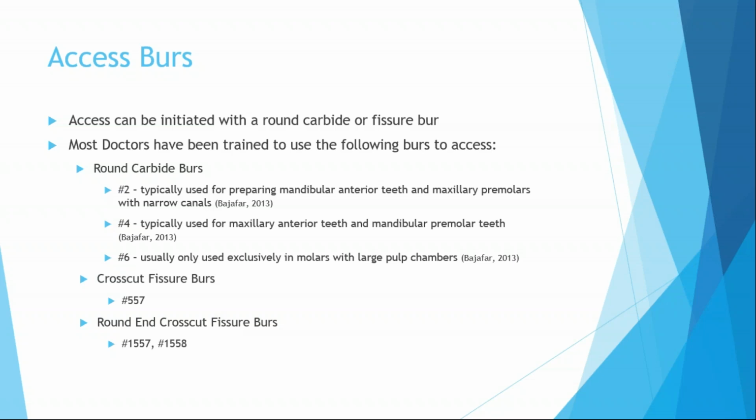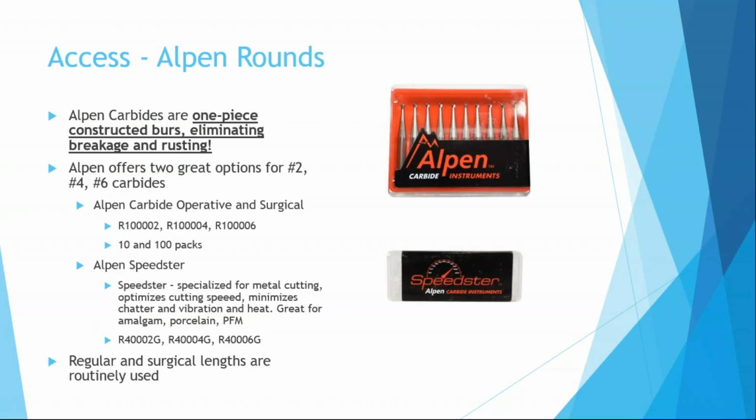So the 2, of course, is for mandibular anterior teeth and maxillary premolars with narrow canals, and then as you go up, your 6 is going to be in your large pulp chambers. They're also using the 557s, 1557s, and 1558s. And Jeff is actually going to talk to you more in depth on our Alpen line.